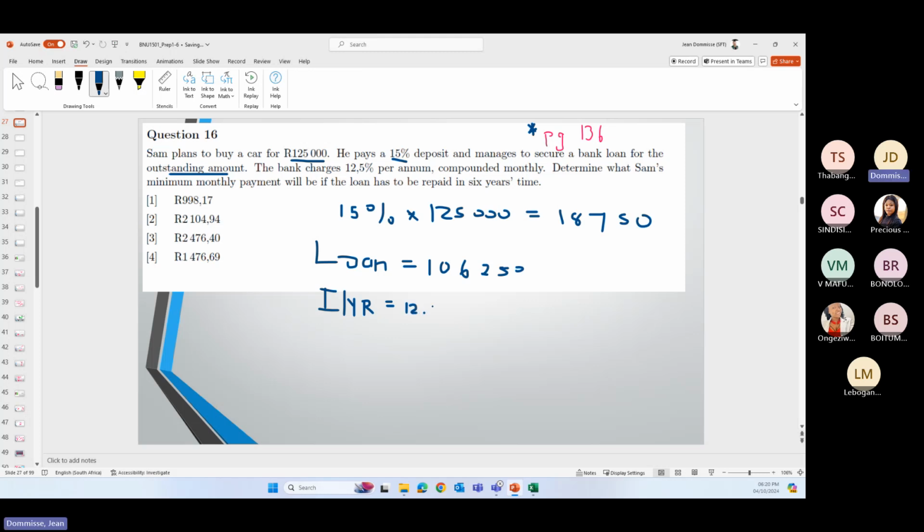I'm going to check if we can also do it on the Excel. Compounded monthly, so we know it is 12 times a year. Minimum payment will be, if the loan has to be paid in 6 years.